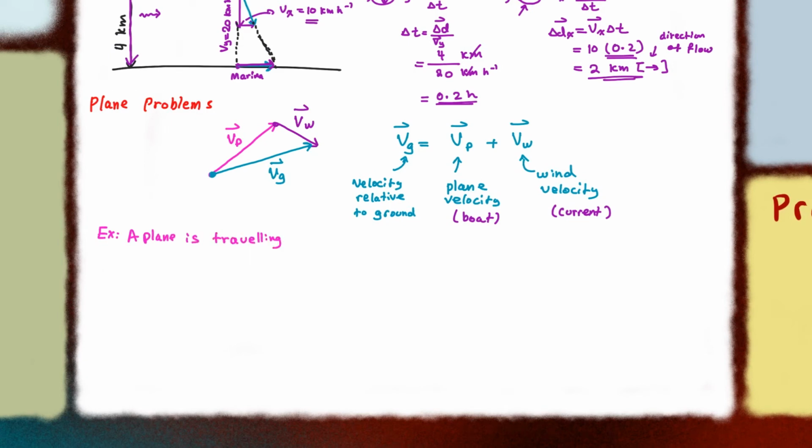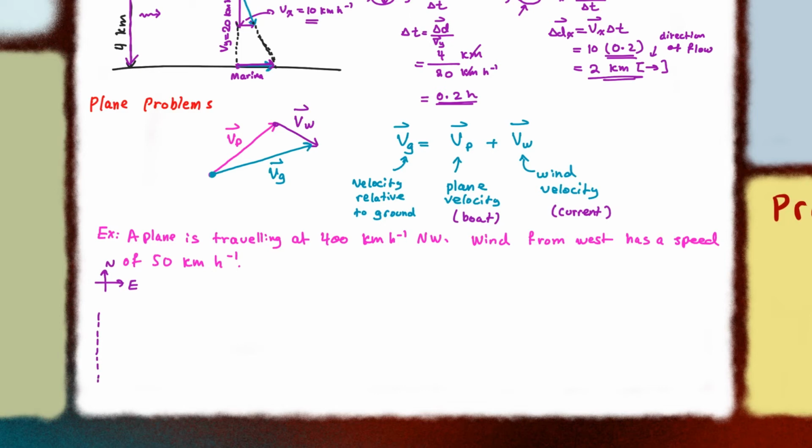We've got a plane which is traveling at a speed of 400 kilometers per hour northwest, and we've got a wind that's coming from the west with a speed of 50 kilometers per hour. It's a good idea to draw these out. We're going to take east and north to be positive here.